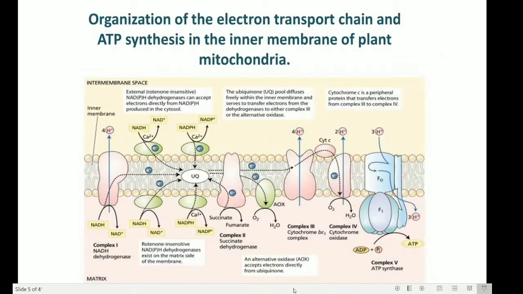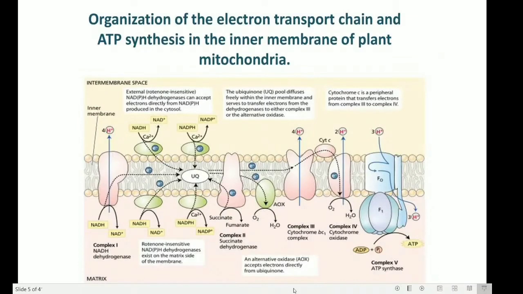Now we are going to discuss complex 2. Complex 2 is the succinate dehydrogenase enzyme. This enzyme helps to convert succinate to fumarate using electron transfer. Another is complex 3, the cytochrome BC1 complex. This cytochrome BC1 complex helps to release the hydrogen ions from the inner membrane to the outer part of the cell. And another is the alternative oxidase enzyme.